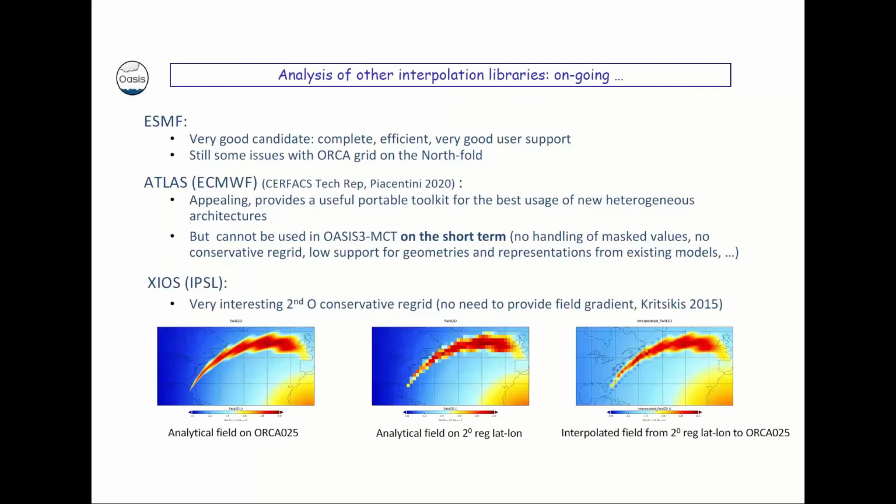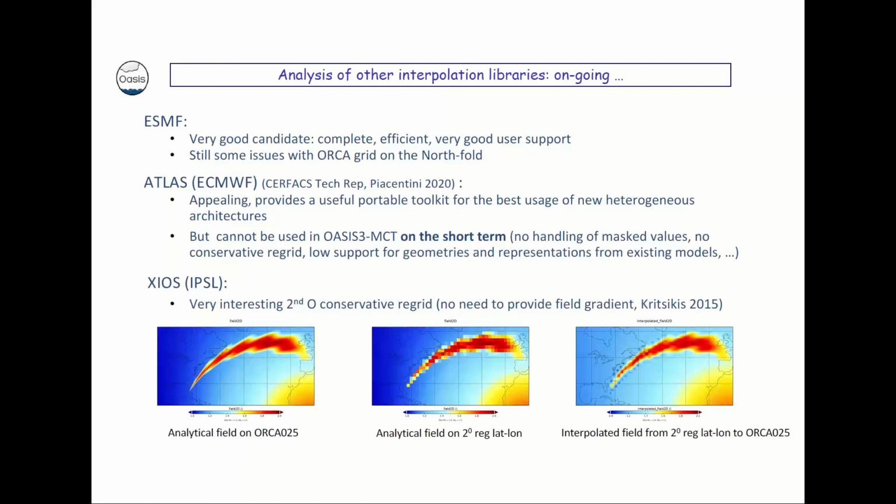So basically, we are working on the analysis of other libraries. ESMF is for now a very good candidate: complete, efficient, and with very good user support. We still have some issues regarding the North Pole with the ORCA grid, and I have to send an example to Bob about this. We looked at the Atlas library from ECMWF. It's a very appealing library, but we cannot use it in the short term because there are still different things missing. XIOS has a very interesting second order conservative regridding.